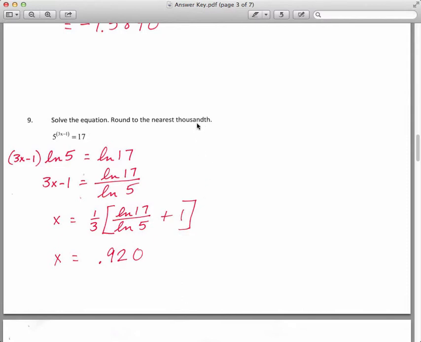1,000 has 3 zeros in it. That's a good way to remember that the nearest thousandth has 3 decimal places, or 3 numbers to the right of the decimal point.